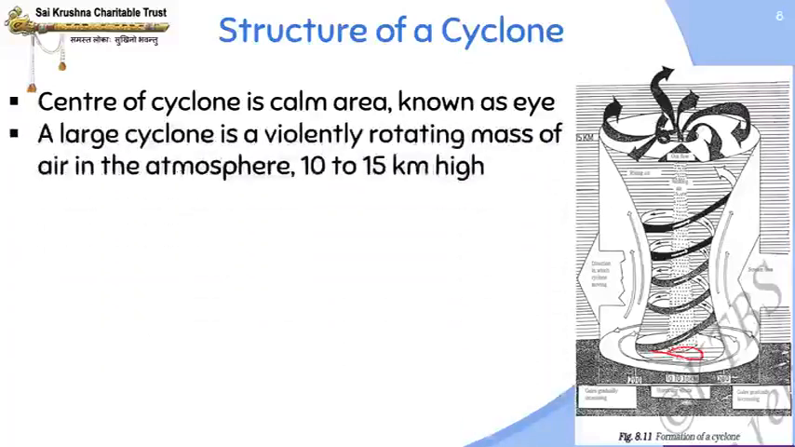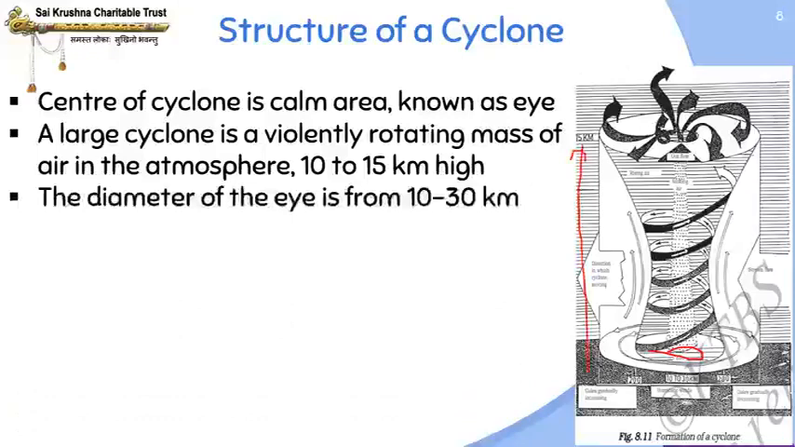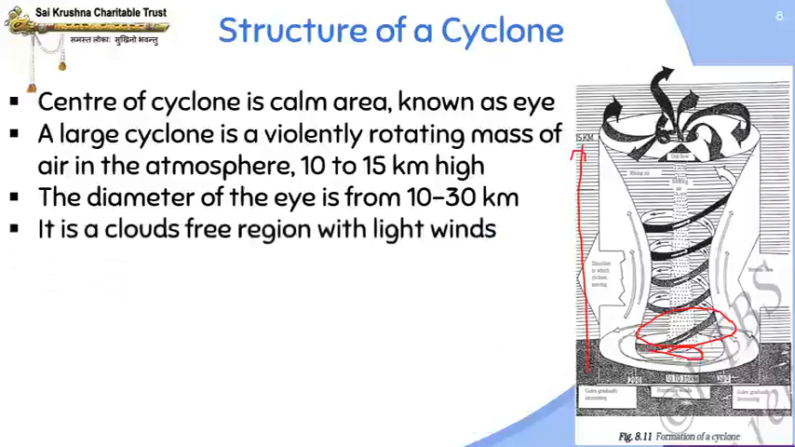A large cyclone is a very violent rotating mass of air in the atmosphere, and it is as high as 10 to 15 kilometers. The diameter of the eye is around 10 to 30 kilometers. So we can understand how high and how big a cyclone would be.